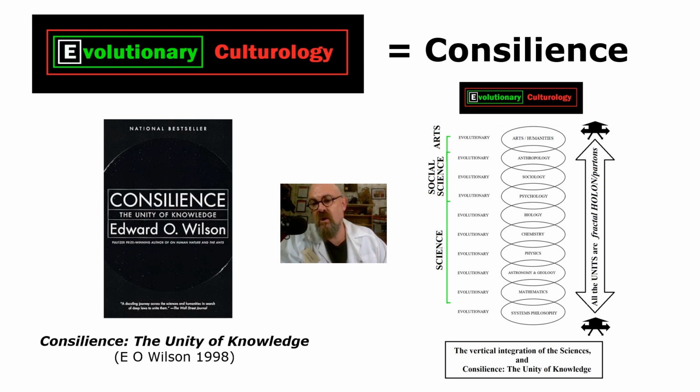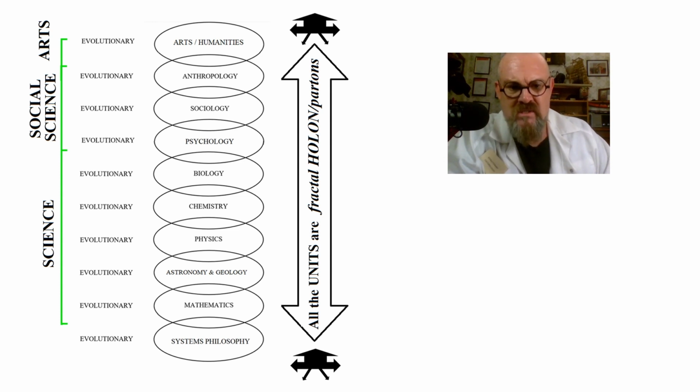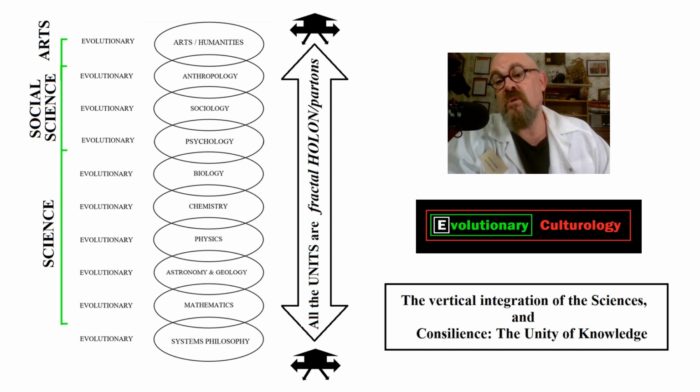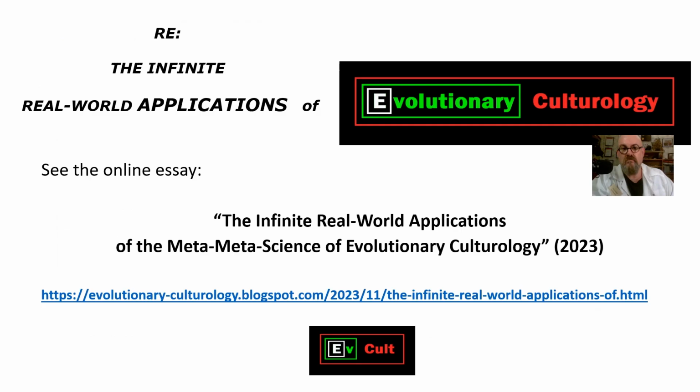Here's a closer look at that diagram. So you can see there all of the domains are evolutionary because they all have those mechanisms of change working on them, and all the units are fractal Holon partons in all domains. So that solves consilience, the unity of knowledge, also known as the vertical integration of the sciences, and also including the arts and humanities within the sciences now. And regarding the infinite real-world applications of EvCult, there's an online essay you can read there. There'll be a link to that.